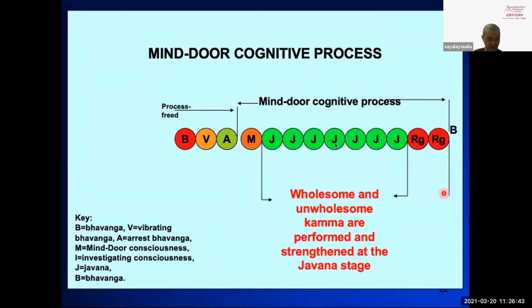Okay, but if you don't like the lotus flower, since young you hate the lotus flower, then the consciousness rooted in anger, one consciousness accompanied by displeasure, associated with aversion, will arise 7 times in the javana stage. Then you perform the karma rooted in anger.